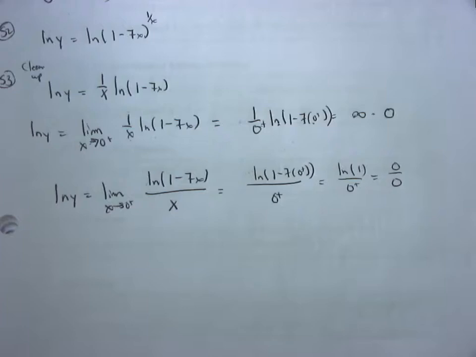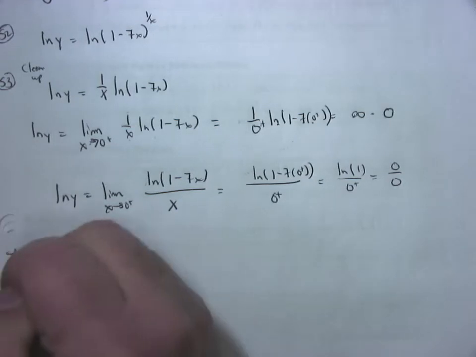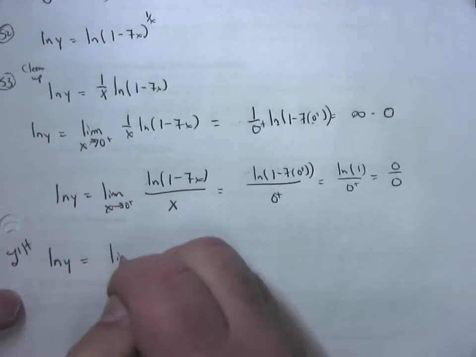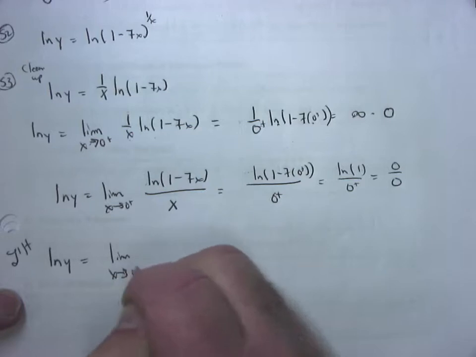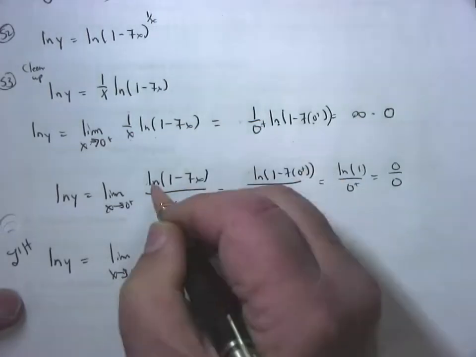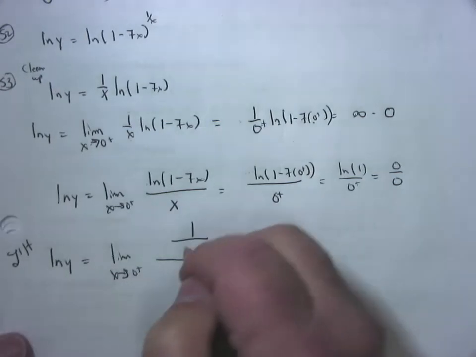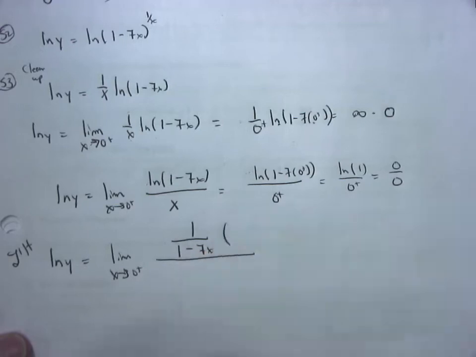It's already set up for you for L'Hopital's rule. 0 divided by 0. So, L'Hopital's rule. The natural log of y equals the limit as x approaches 0 on the plus side of, here we go, good practice: what is the derivative of the natural log of 1 minus 7x? Outstanding. The derivative of the natural log of a function, chain rule version, is 1 over the function times the derivative of the function. So it's going to be 1 over 1 minus 7x times the derivative of the inside.